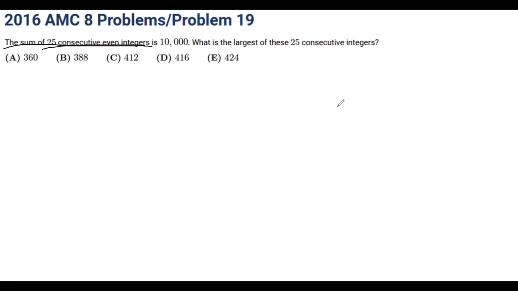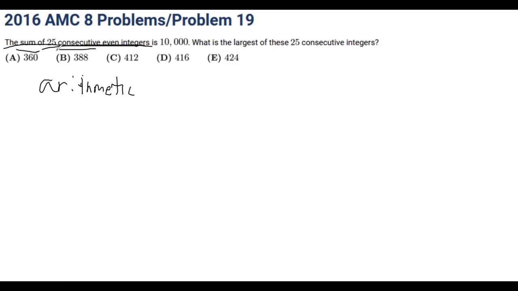All right. Well, no one said anything yet, but I'll say it. This is an arithmetic series. This is because the word consecutive means that the difference between each integer that we're adding up is equal to 2, right? And since this common difference is the same, it must be an arithmetic series.